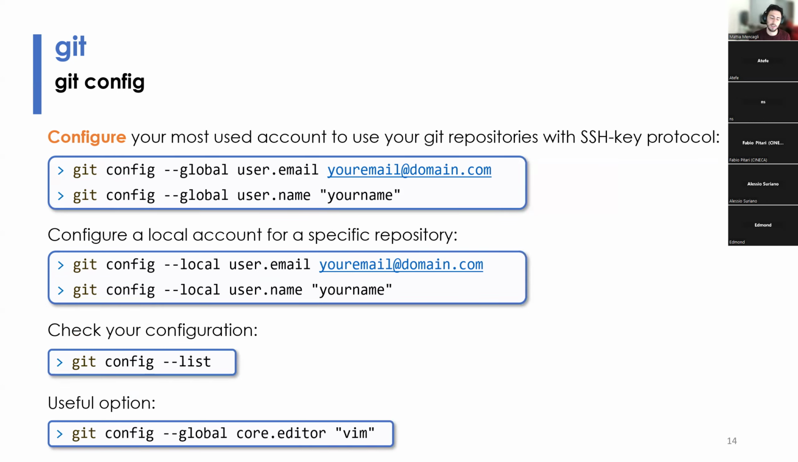If you have multiple accounts, you can always use the local option in a Git repository in order to set a specific mail and name for that repository. If you have multiple accounts, of course, you can check your configuration using the list. Another very useful option that I always use is the git config global core editor in order to change the core editor, or Vim, the editor that you will use for commits, for managing merging, conflicts, stuff like that.